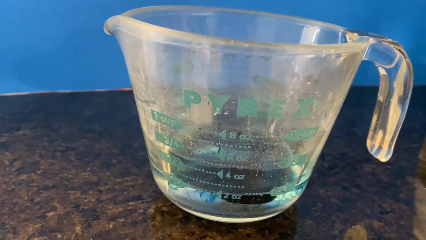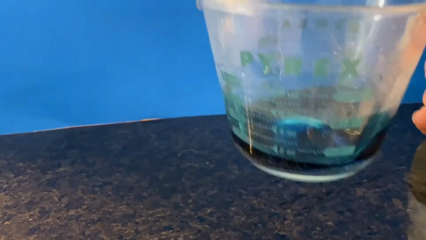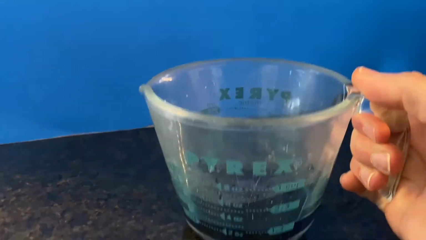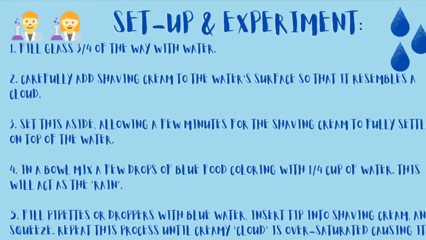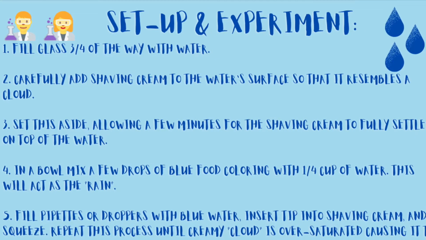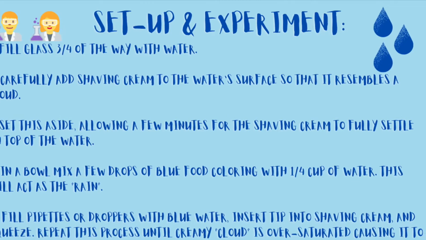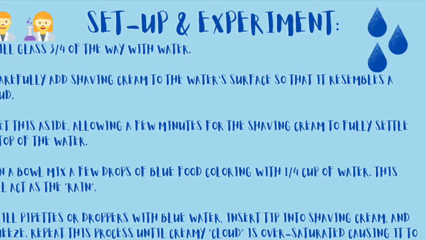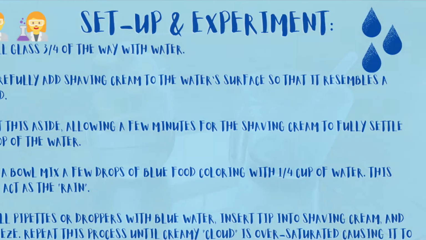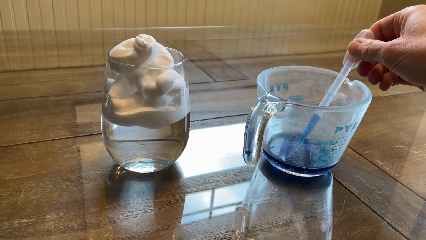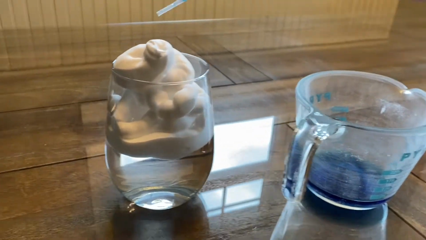Then in a bowl, we're going to mix a few drops of blue food coloring with a 1/4 cup of water. This will act as the rain. Then we're going to fill our pipettes or droppers with the blue water, inserting the tip into the shaving cream and squeezing. We'll repeat this process until the creamy cloud is oversaturated, causing it to rain inside of the glass.